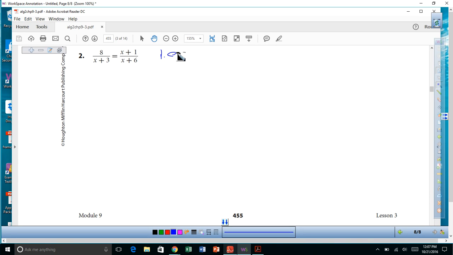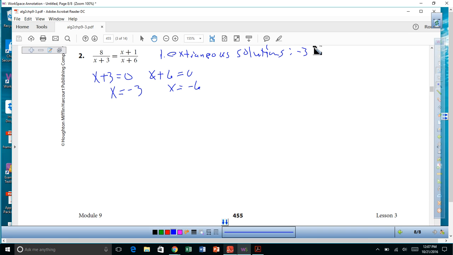Extraneous solutions. What are they? Well, what do we have in the denominator? We've got x plus 3, set that equal to 0, and x plus 6, and set that equal to 0. So that's going to give you x equals negative 3 and x equals negative 6. All right, so the extraneous solutions are negative 3 and negative 6.